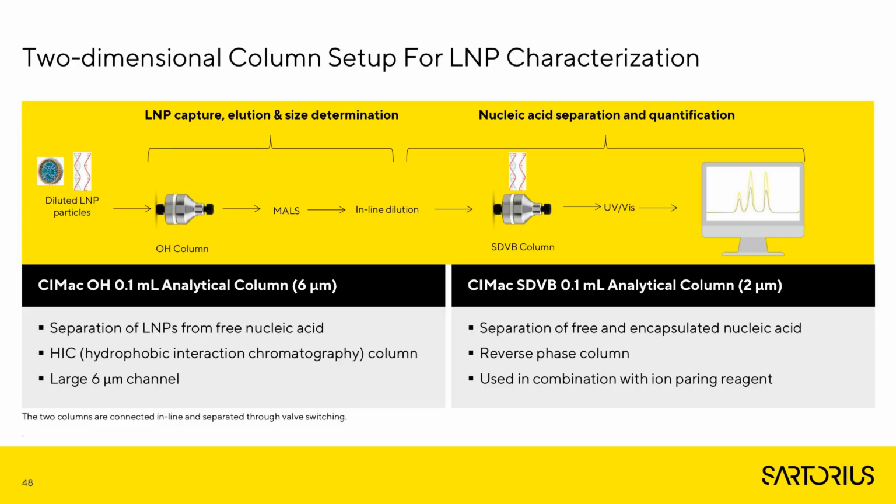In the second step, we are releasing the particles from the first column. They go past the multi-angle light scattering detector, where we detect their size. And here, particles are also briefly separated by size. I will showcase some of that later, but the OH column can separate particles by size because larger particles interact more strongly with this type of column.